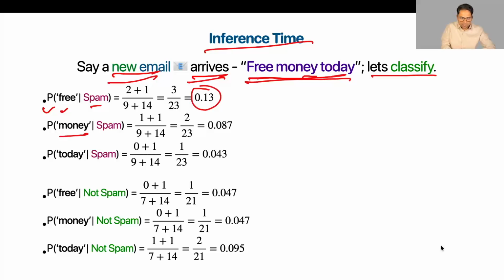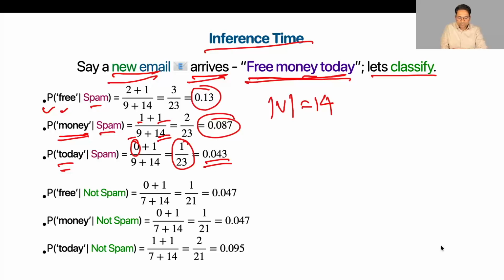Similarly for the probability of money given spam: money was seen 1 time. 1 is the alpha, Laplace smoothing. 9 is the total number of words in all the spam emails, and 14 is the number of unique words, that is the vocabulary size V. This will come out to 0.087. Similarly for today, it has not been seen any time in spam mail. This will come out to be 1 by 23, 0.043.